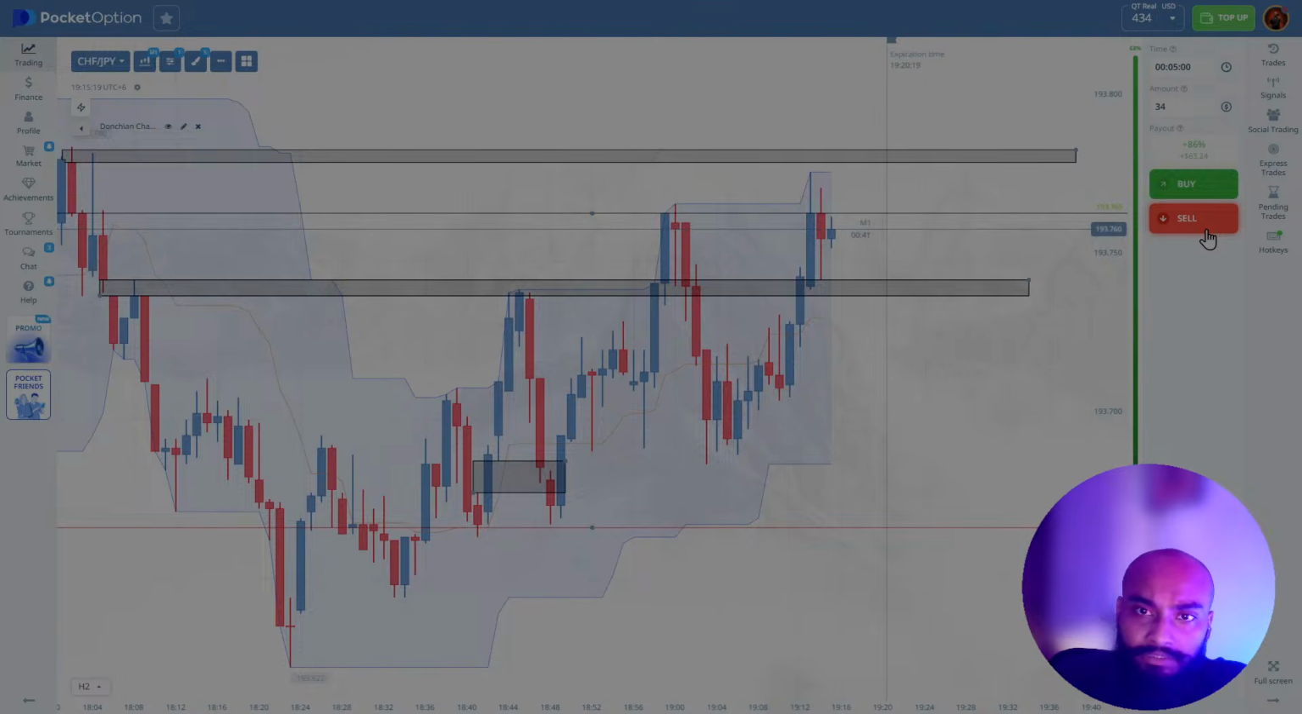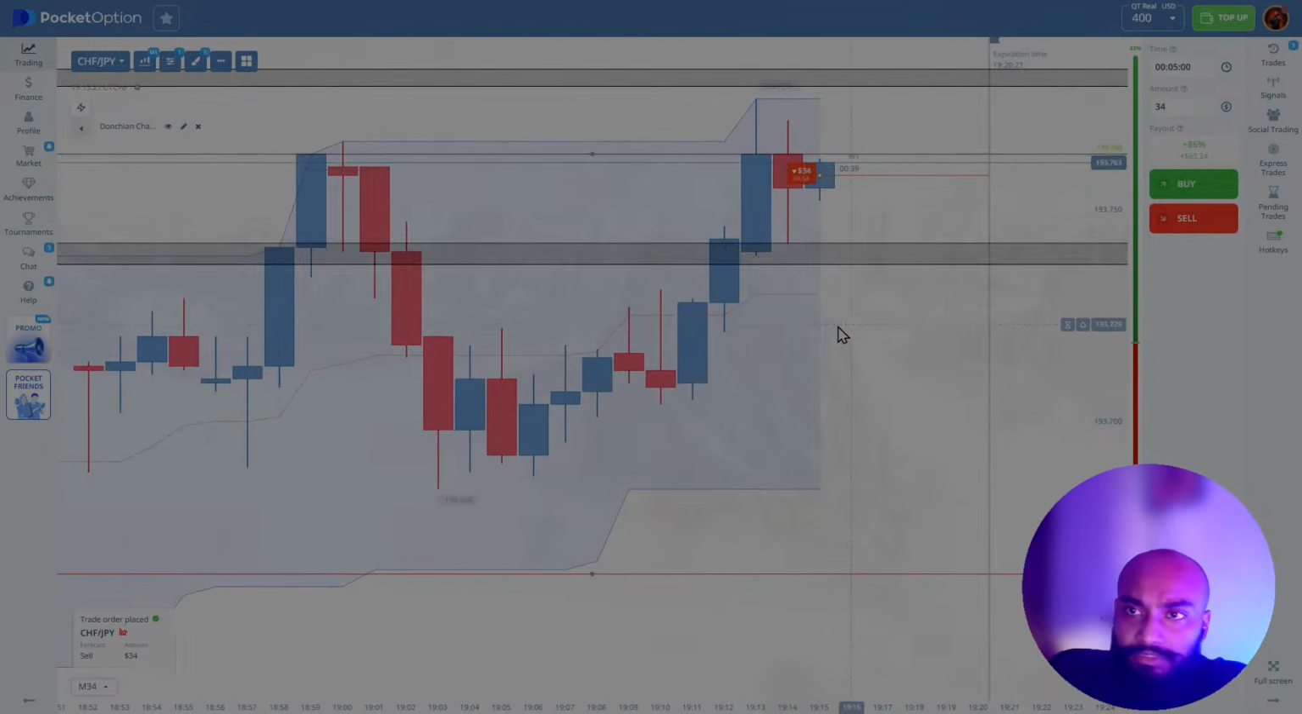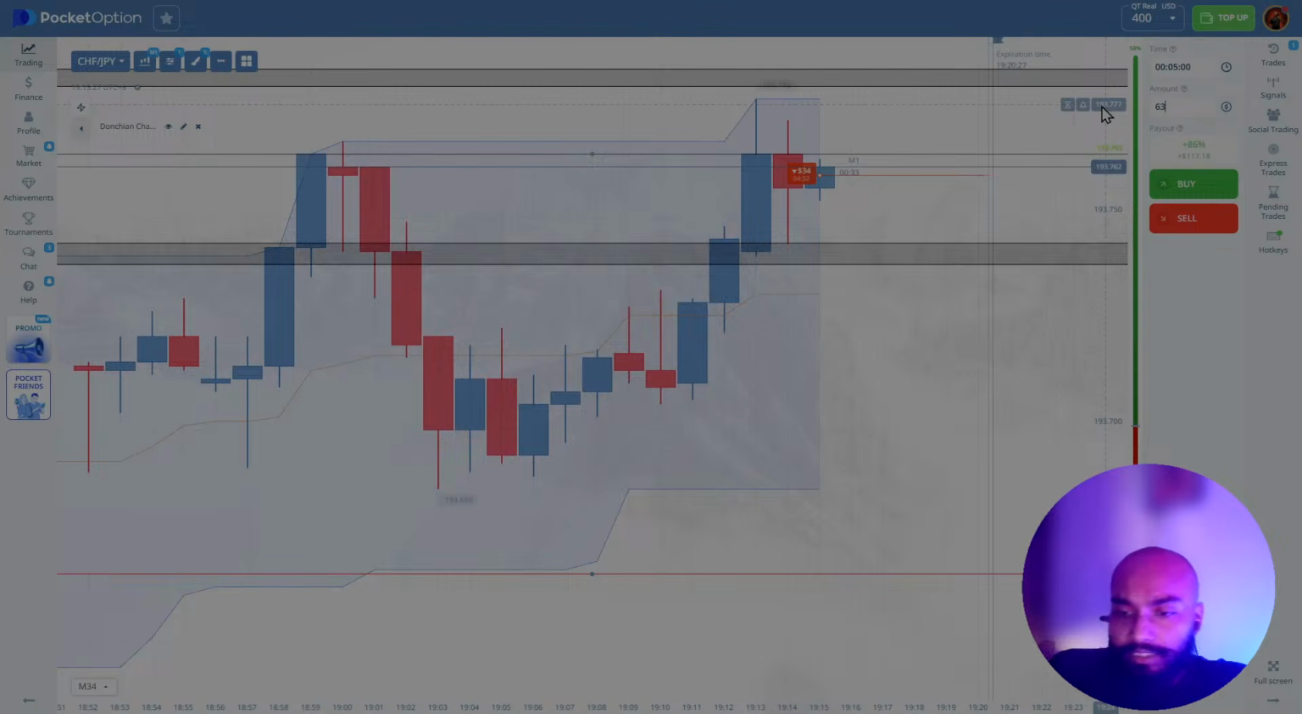5 minute trades for a down trade. Okay, then my next trade is $63. If it's a win, then I'll go. If it's not a win, then this is my stop. That's it. So simple.